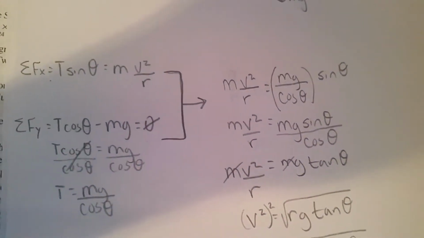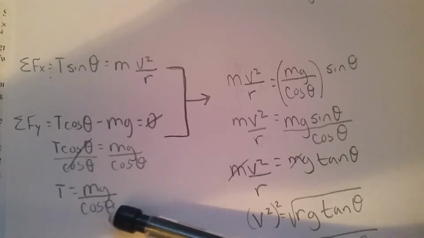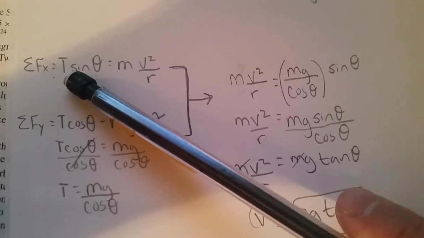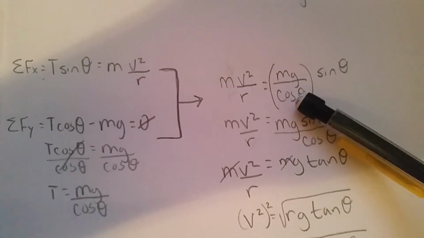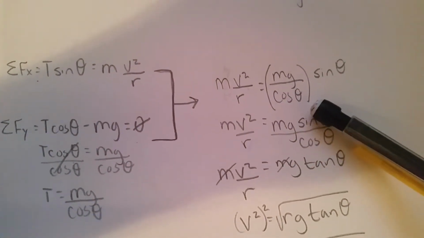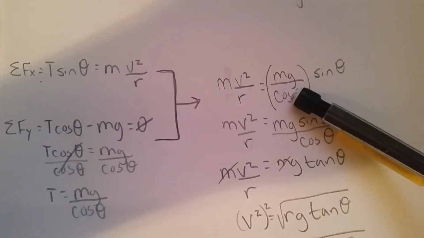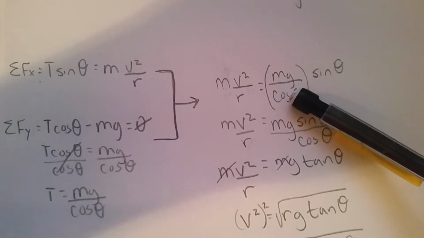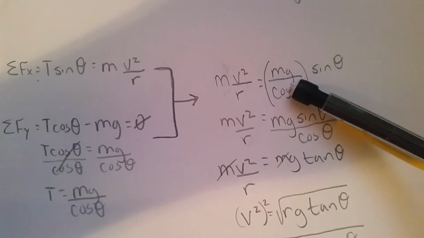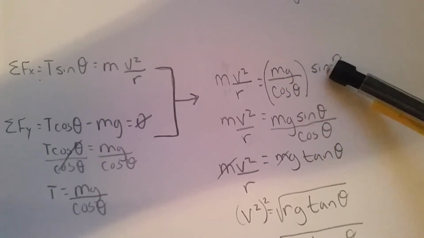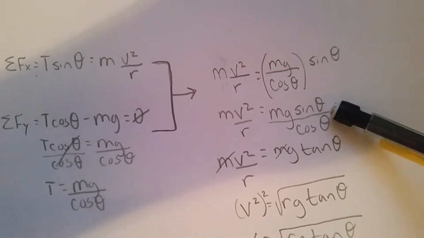From here, what I do is I plug in my mg over cosine theta as the T in my x direction equation, which gives me m times v squared over r, which is equal to mg over cosine theta times sine theta. This is the T value that I found from my forces in the y direction. From here, you can just combine them, multiply the top values together, which is sine theta times mg over cosine theta, which gives me this right here.